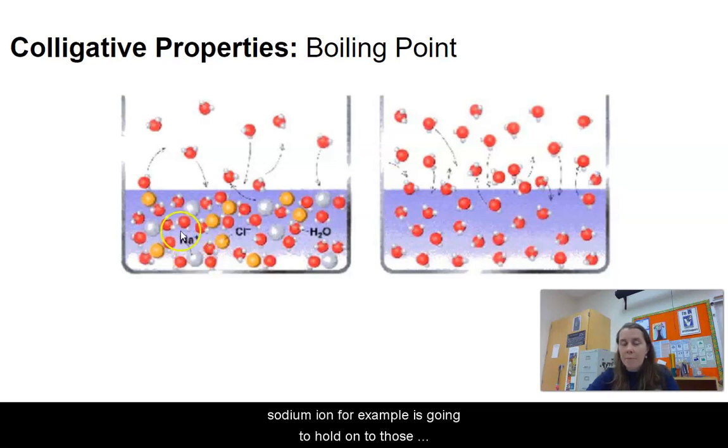Okay, so what that means is this sodium ion, for example, at the surface, is going to hold on to those water molecules a little bit, and the same thing with the chloride ions here. Okay, so if we heat it up, it's going to take a little bit more energy in order to allow those water molecules to escape into the gas phase. Okay, and so the boiling point will go up. This is called boiling point elevation, and it's because the interactions with the particles that are dissolved are stronger than the interactions of just the solvent molecules with themselves.